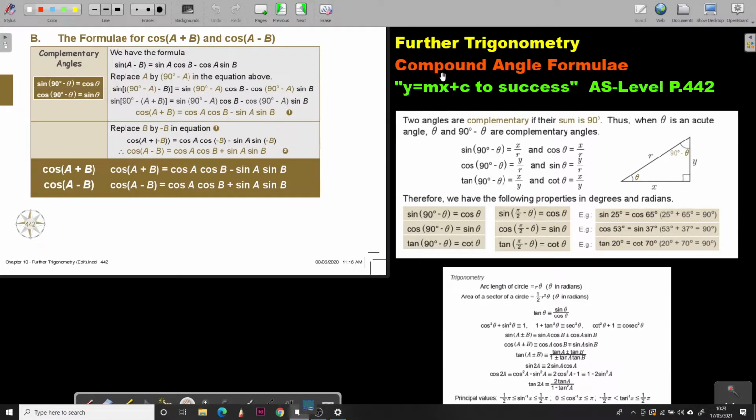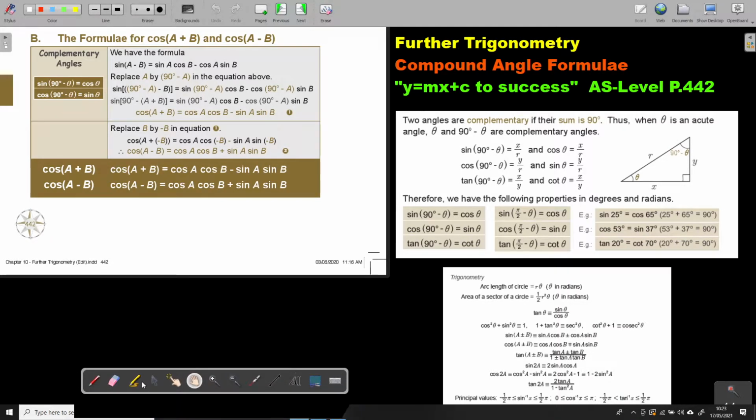In this video, we will continue with compound angle formula. You will find this on page 442 in the Namibian AS-Level Mathematics textbook, y equals mx plus c to success. Now we are going to focus on the formula for cos(A + B) and cos(A − B). But let's first see how I derived it.